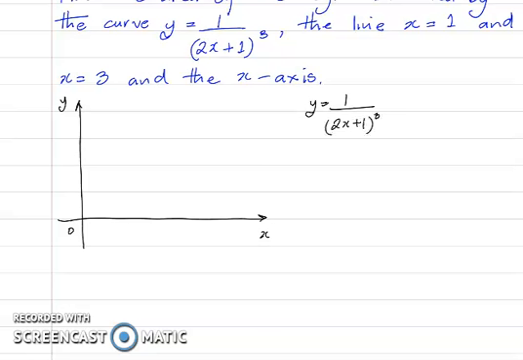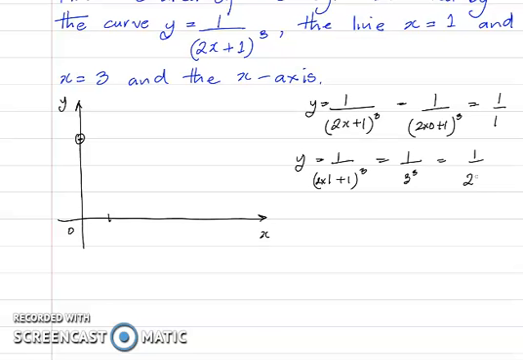When x is equal to 0, y would be equal to 1 over (2 times 0 plus 1) cubed, which is equal to 1 over 1, which is 1. So of course the curve passes through the point (0, 1). So let's just say that this is (0, 1). When x is equal to 1, y would be equal to 1 over (2 times 1 plus 1) cubed, which is equal to 1 over 3 cubed, which is equal to 1 over 27.